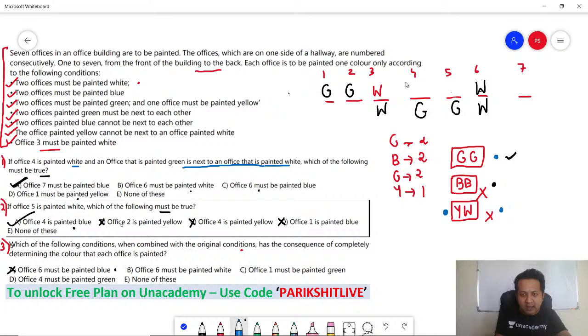So in scenario 1, yellow cannot be at number 4. Why? Because in that case, it will be next to white, which is at number 3. Similarly, yellow cannot be at number 5, because it will be next to white, which is at number 6. Similarly, yellow cannot be at number 7, because it will be next to white, which is at number 6. Oh, it means for scenario 1, we do not have a position to keep yellow. Anywhere you keep yellow, it will be next to a white. It simply tells you scenario 1 is not possible. It means only scenario 2 is possible.